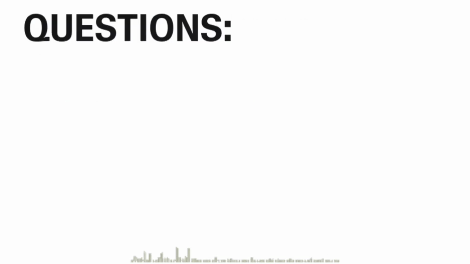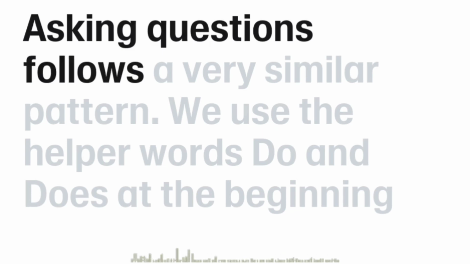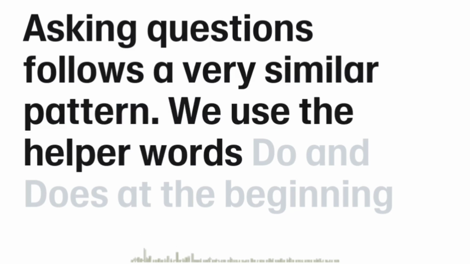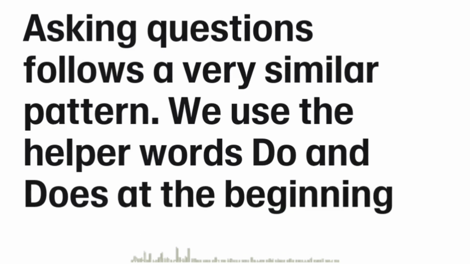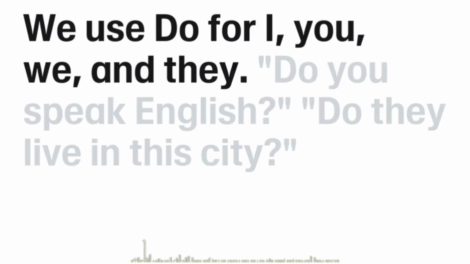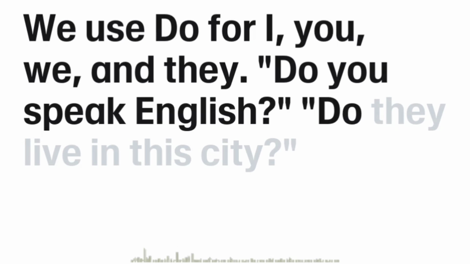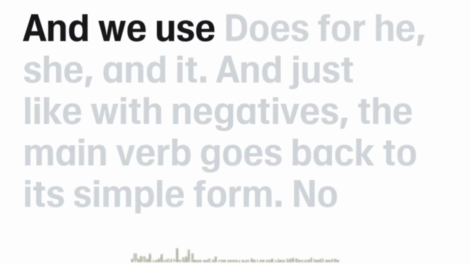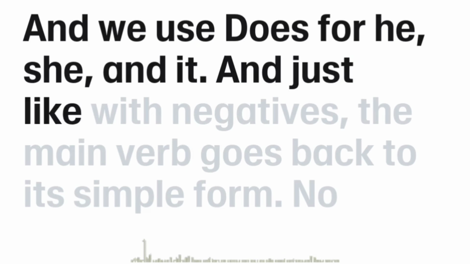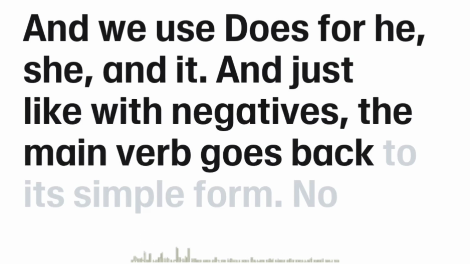Part 5, asking questions. Asking questions follows a very similar pattern. We use the helper words do and does at the beginning of the sentence. We use do for I, you, we, and they. Do you speak English? Do they live in this city? And we use does for he, she, and it. And just like with negatives, the main verb goes back to its simple form, no S.